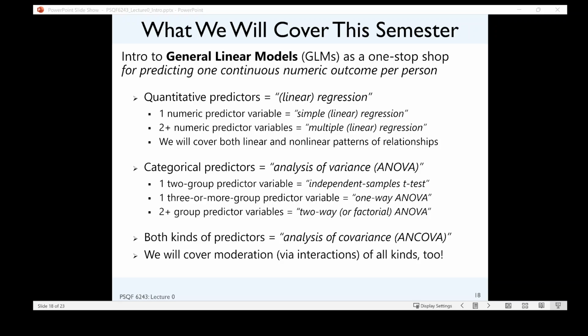So what we're covering this semester, here's a list of what are often taught as separate procedures that are all unified under the general linear model. So this is essentially a list of everything that we're going to talk about this semester. What I wanted to do with the remainder of this is talk about what kinds of data and what kinds of samples these models are designed for, because I don't want to oversell what you are likely to be able to do when you finish this course.